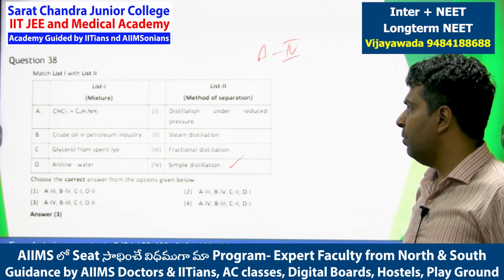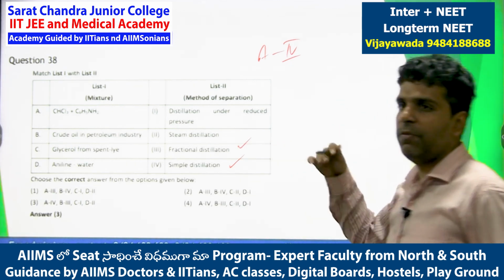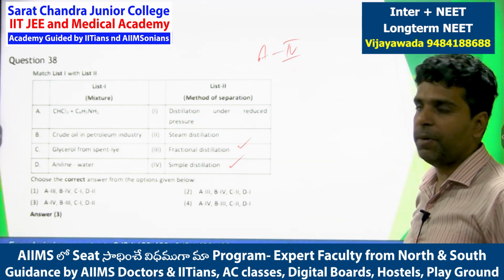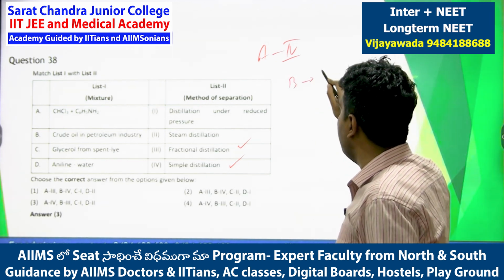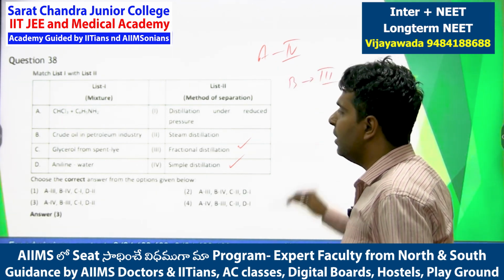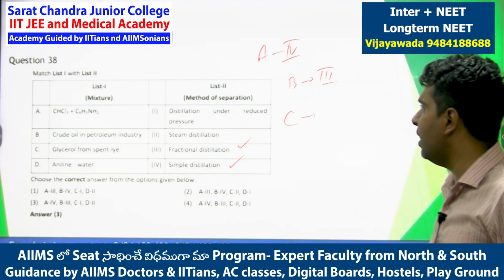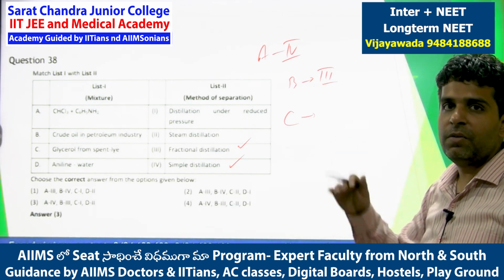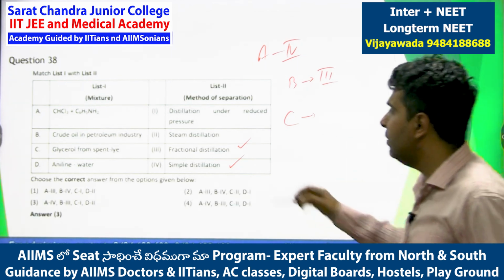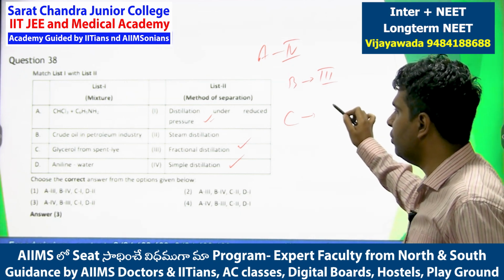Next, crude oil in the petroleum industry is separated by fractional distillation. Different fractions of crude oil are obtained at different levels. Then glycerol. Glycerol is separated from the spent lye by distillation under reduced pressure, because this will lower the boiling point, and so glycerol can be easily separated by reduced pressure distillation.